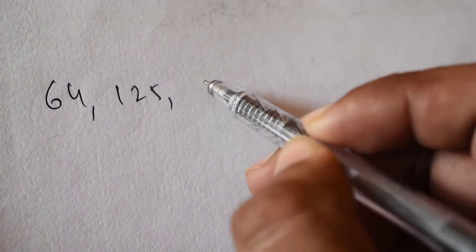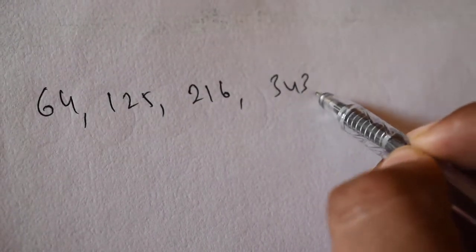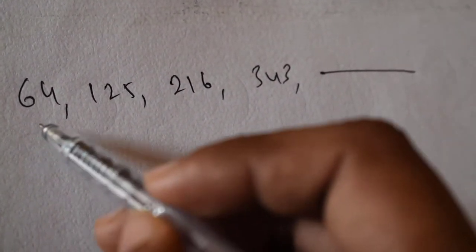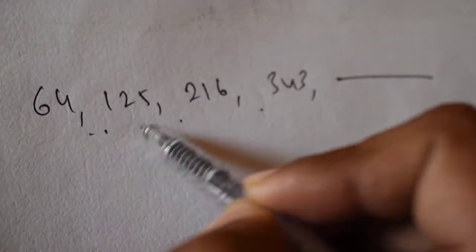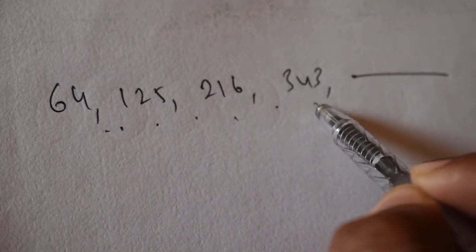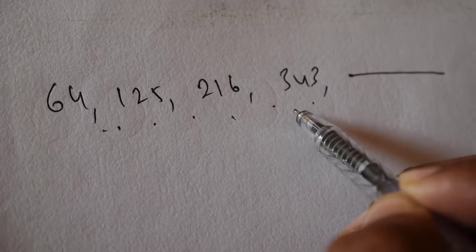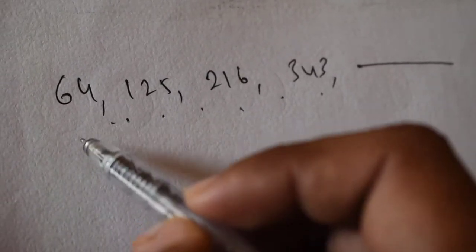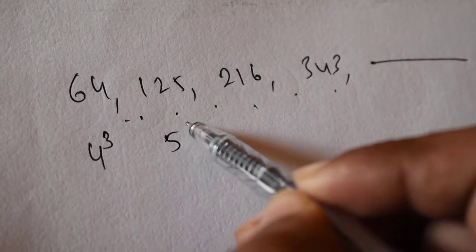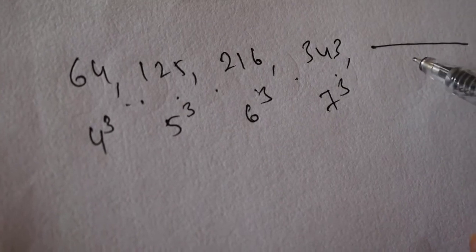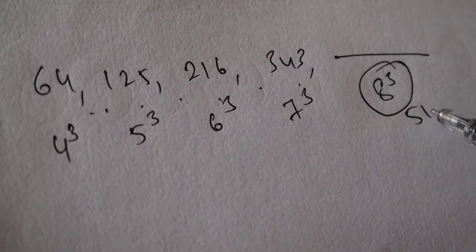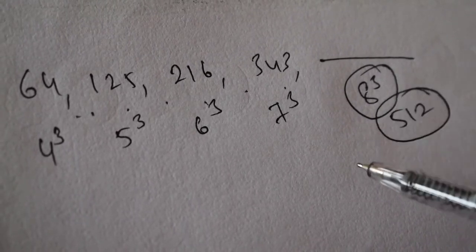Let us go on with another example. Let us start with 64, 125, 216, 343 and so on. When you see this, the difference between these is increasing: 64 and 125, then 216, then 343. Looking for a common factor between these four numbers, you can see this is 4 cube, this is 5 cube, this is 6 cube, this is 7 cube. So the immediate term will be 8 cube, that is 512. So this 512 completes this number series.